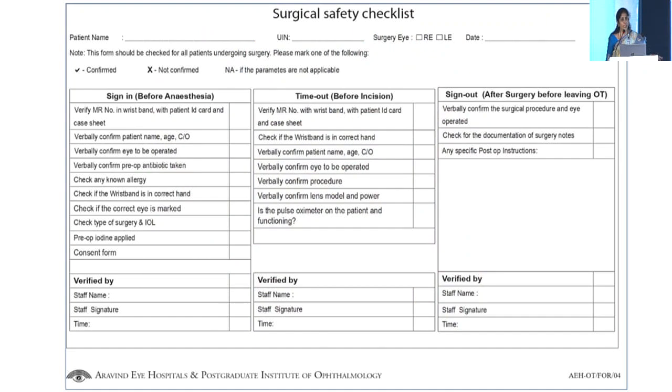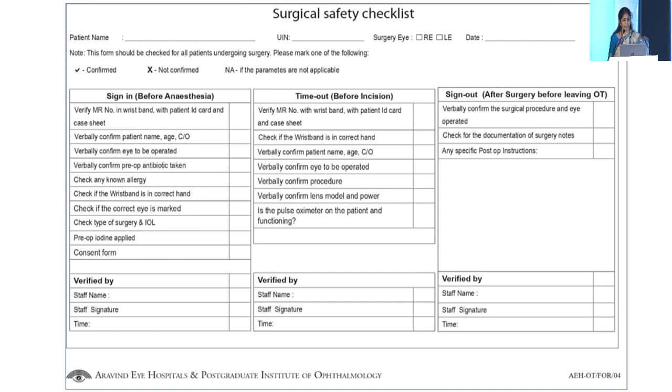The surgical safety checklist was popularized. I think we took this cue from the airline industry, and now it's a mandate. So all of us have to have a surgical safety checklist at 3 stages. That is before anesthesia, which is the sign-in, where you verify the patient's MR number, is it the correct patient, the eye to be operated, have they taken their pre-op medications, any allergies, if so, has it been documented, are we avoiding those medications, do we have the wristband in the correct hand. So we have tweaked it a little bit for ophthalmology, but based on the system, you can always do a little change here and there. Check the type of surgery and IOL.